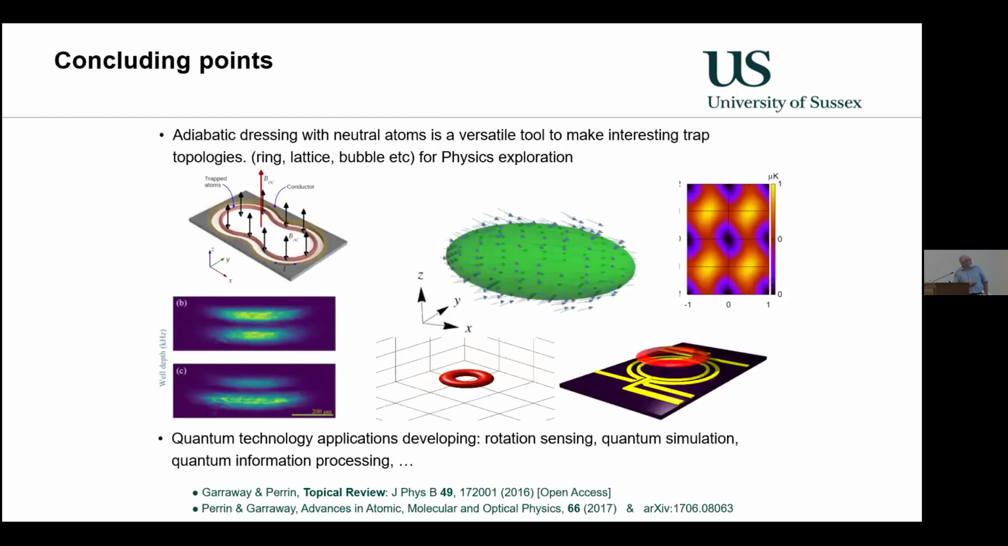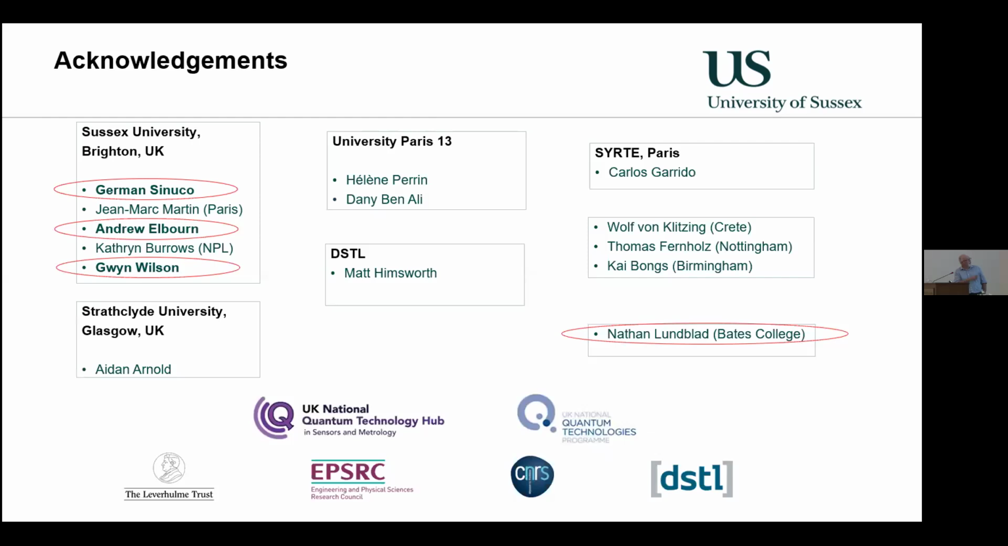So to conclude then, and I'm slightly surprised I'm not over time. To conclude, we have the basic results of many different types of topologies being created for atoms, and they are going on to many different applications, I would say, in the future. And finally, I thank all of my collaborators who I put there, and thank you for listening. Thank you.